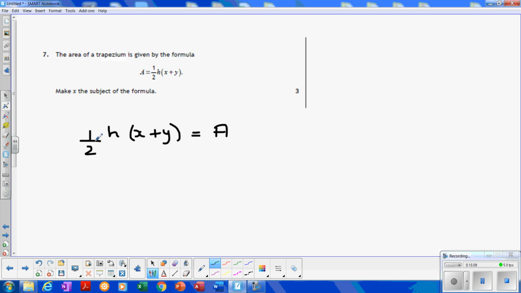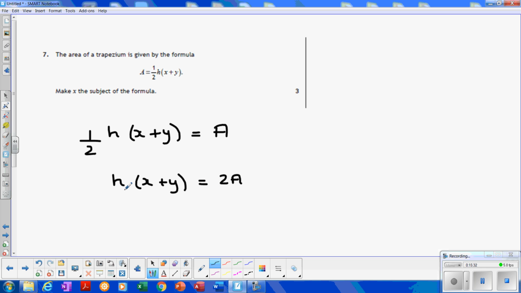Now we've got a half multiplied by h multiplied by that bracket. So I don't want to multiply by that half, but that half means 1 divided by 2. That's what half is, dividing by 2. So to undo that, I'm going to multiply both sides by 2. So when I multiply that side by 2, I get h bracket x plus y, and I've got to be fair and multiply the other side by 2, which is 2A.